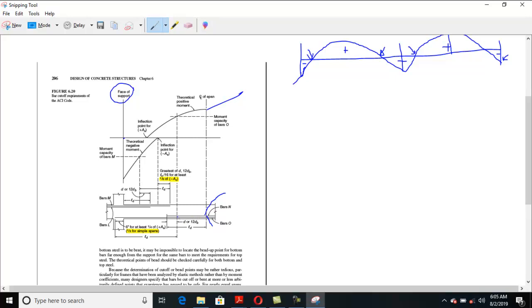Clear? You can see that this distance is LD, both sides, to this side as well and to this side as well. Your full bars must be extended from the peak point to the left and to the right for a distance of LD. Clear?